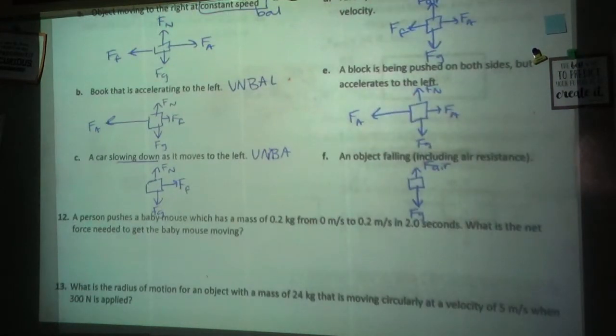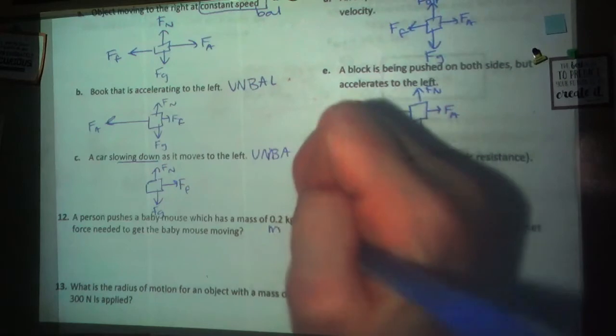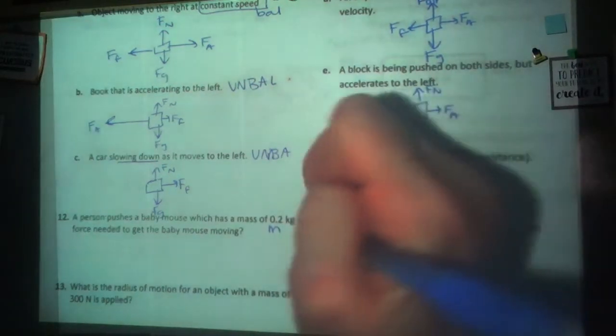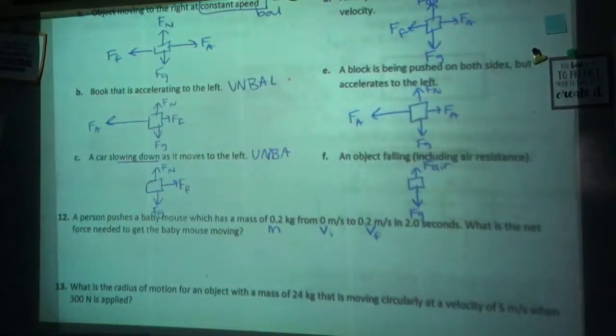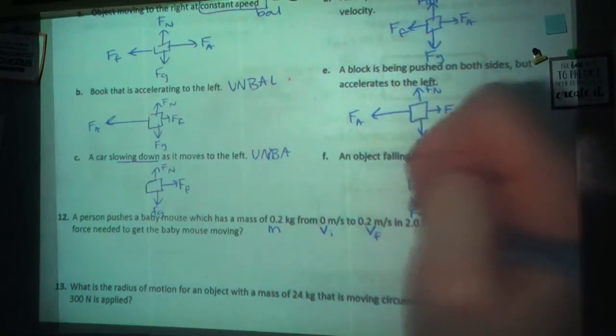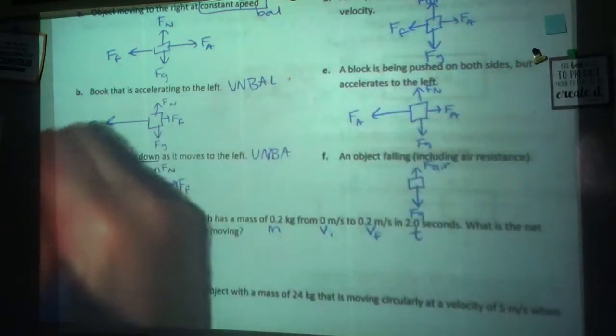Number 12, so a person pushes a baby mouse which has a mass of 0.2 kilograms from 0 meters per second to 0.2 meters per second. Meters per second tells me these are velocities, so the first and the second are initial and final velocity. 2 seconds would be the time, and I want the net force.